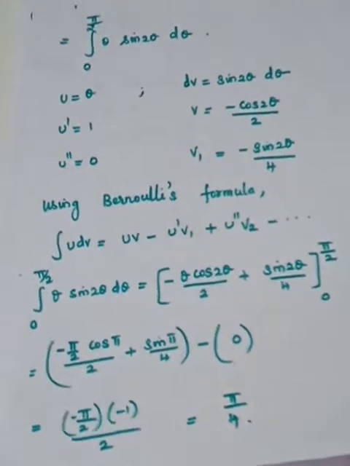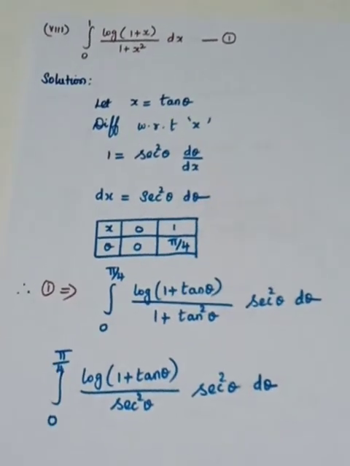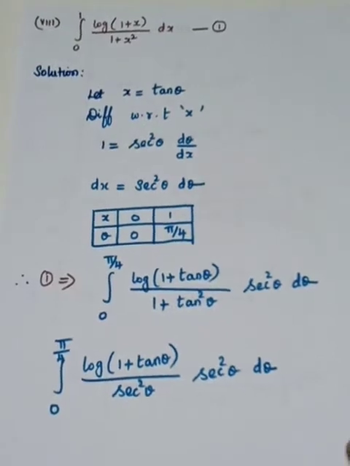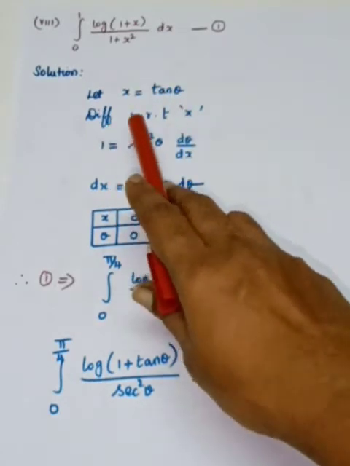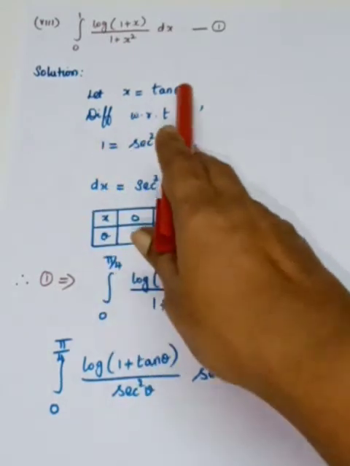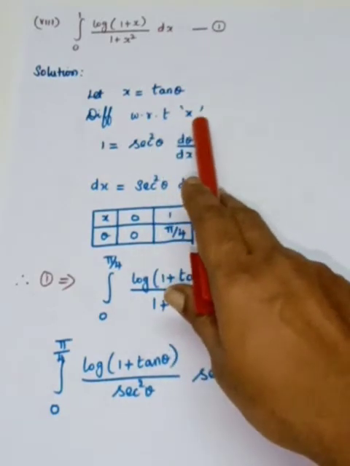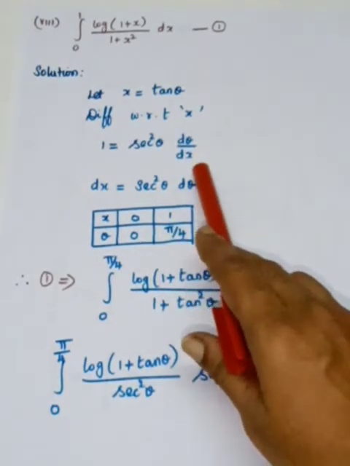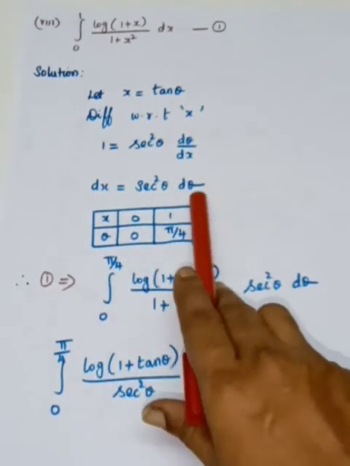Okay, so we'll come to problem number 8. What is that? Integral 0 to 1 log of 1 plus x divided by 1 plus x squared into dx. So here in this problem we are going to substitute x as tan theta. So you are going to differentiate with respect to x. The differentiation of x with respect to x is 1, and the differentiation of tan theta is secant square theta into d theta by dx. So dx is equal to secant square theta into d theta.